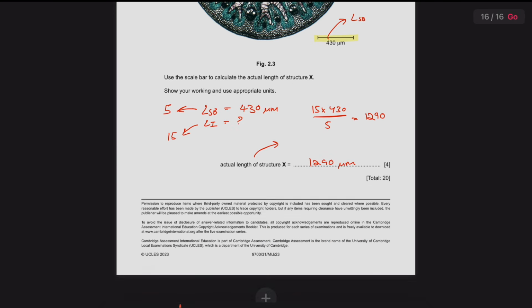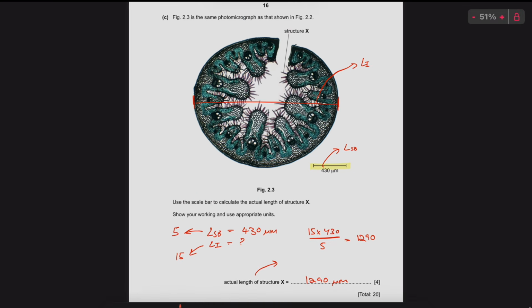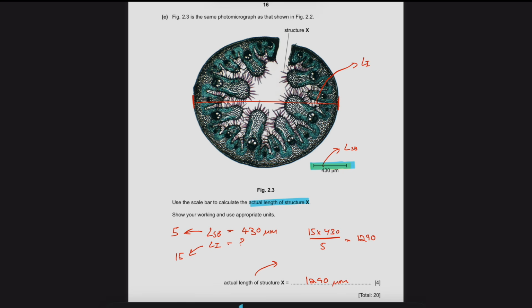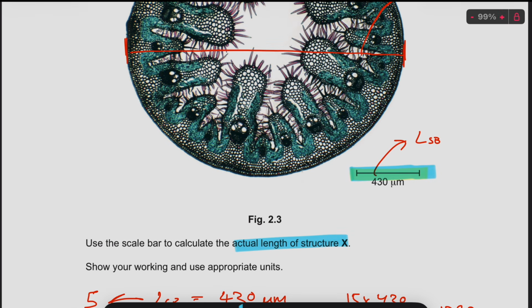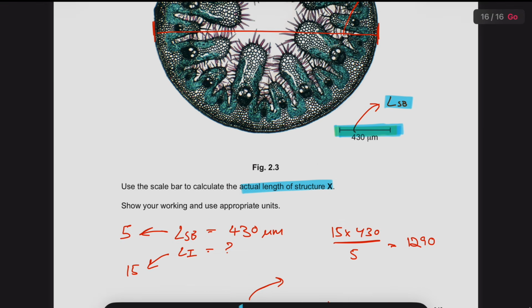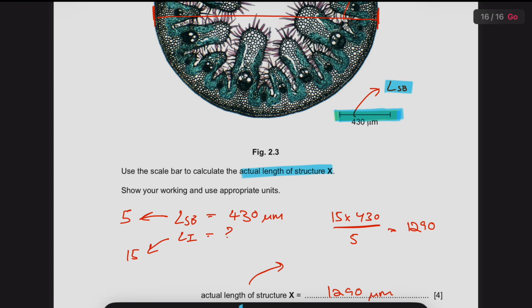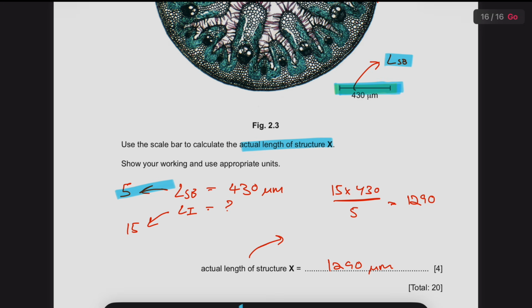Okay, now this is the last question I wanted to do for this paper, and that is calculations in regards to images and magnifications, okay? So if you're given a tiny bar like this, and in this case we're told to calculate the length of structure X, first of all, you need to measure your bar length, which I've denoted as LSB. Let's say it was 5 centimeters or millimeters, I guess. Let's say it was 5 millimeters, okay?